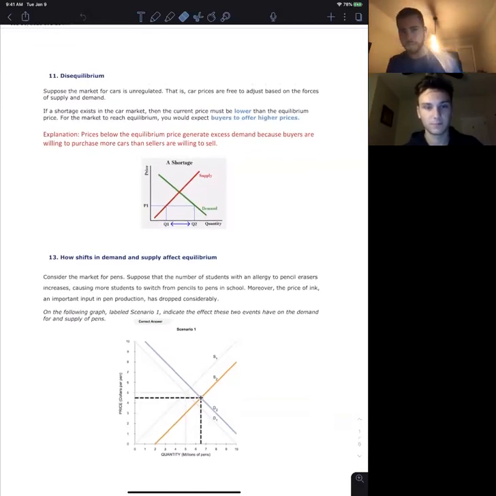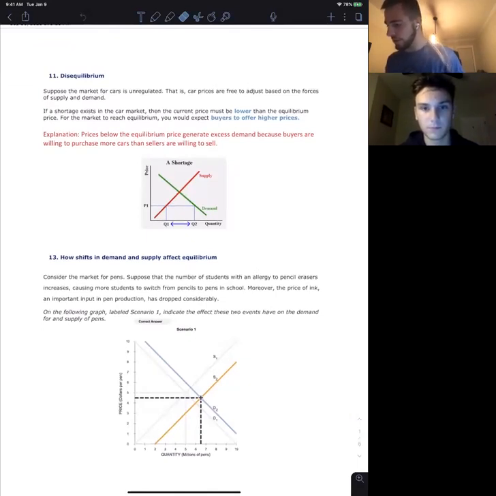So the reason we're doing questions number 11, 13, and 15 is because based on your feedback, that is what you guys need the most help with. So let me quickly get into question 11. It's a disequilibrium. You were basically asked to fill in the blank if the price will increase or decrease based on a shortage. And the answer is that the price must be lower than the equilibrium price.